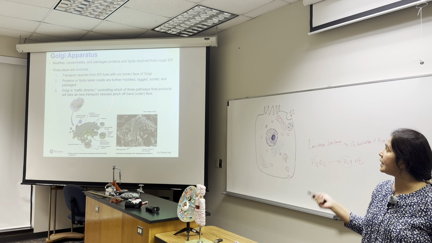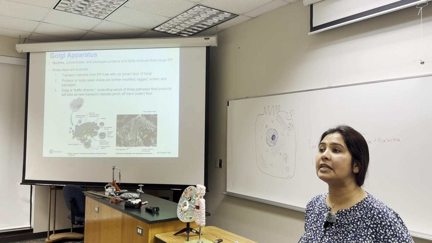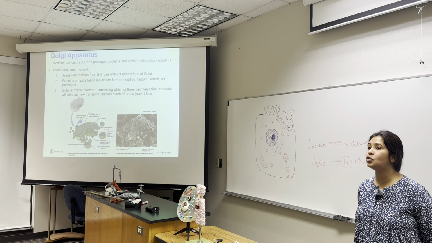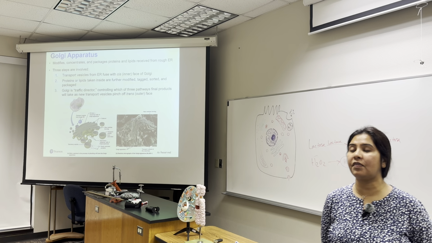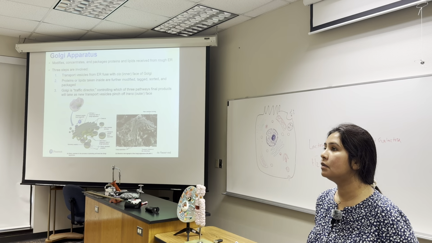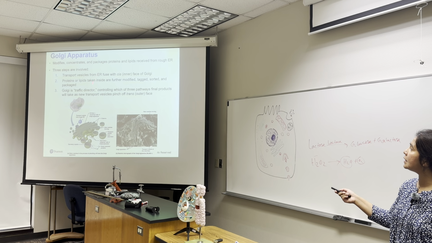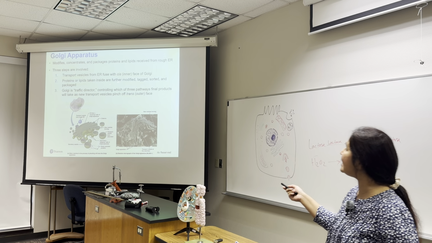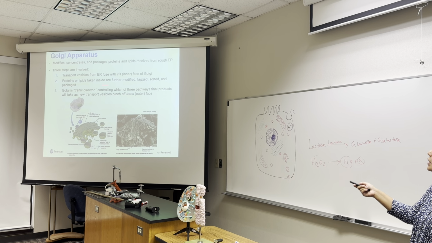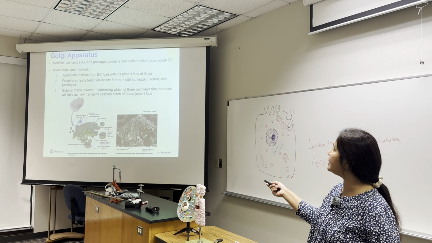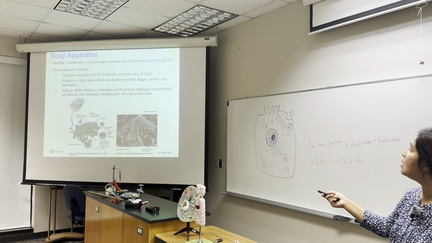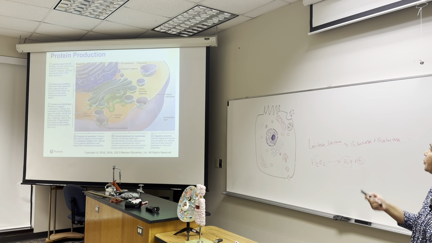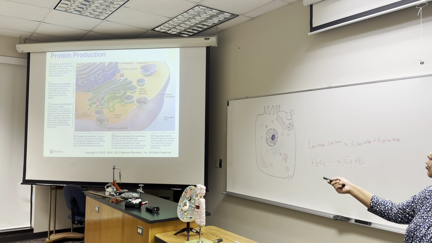So now what is happening in the Golgi apparatus? Who remembers the dining table in the Golgi apparatus? What were you doing? You were labeling, sorting, labeling, packaging, modifying, and what? Packaging, right? Transport vesicle from the endoplasmic reticulum fused with the cis face of the Golgi. Proteins or lipids taken inside are further modified, tagged, sorted, and packaged. And Golgi is the traffic director, controlling which of the three pathways final products will take as new transport vesicles pinch off of the trans face.